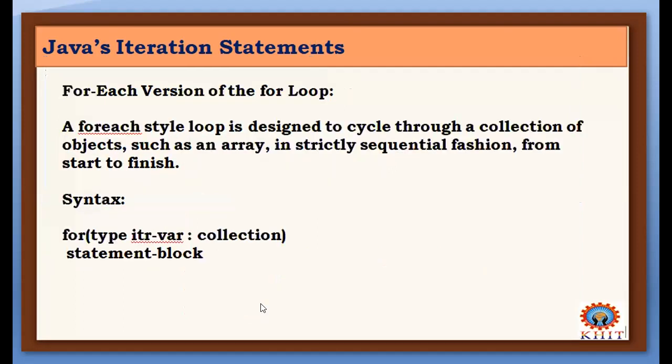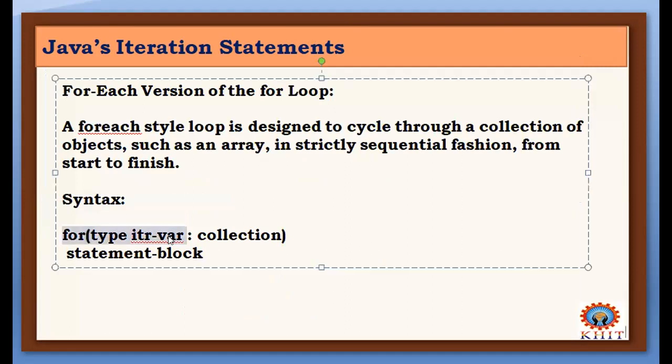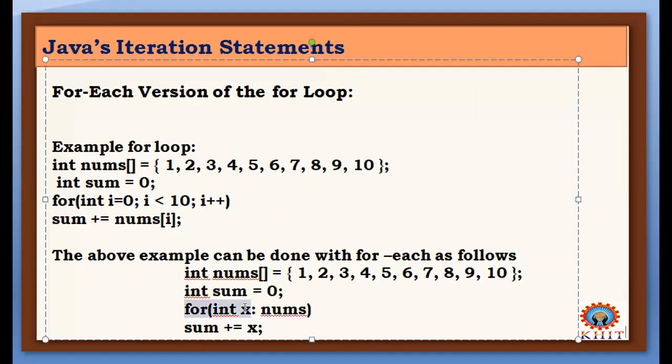So here the syntax is type, iteration variable. That means here we need to write the iteration variable. What is the iteration variable here? x. Okay, x refers to each and every value in the array. So that value will be added to the variable called sum, so each and every value of x will be added to sum.